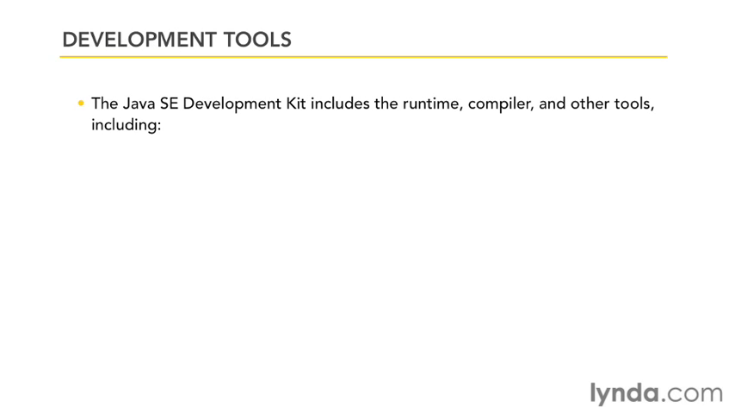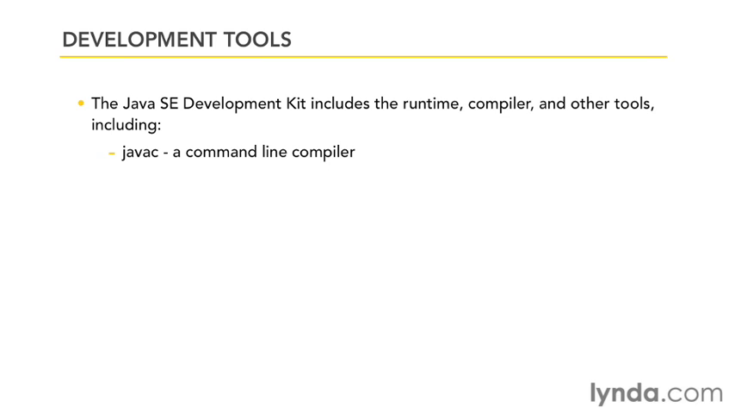When you download and install Java from Oracle, you're installing a number of development tools. The package is called the Java SE Development Kit, or JDK, and it includes the runtime, a compiler, and many other tools. The first tool you'll be using is the compiler. It's an application called Javac, and the name of the application will be the same regardless of whether you're working on Mac, Windows, Linux, or any other operating system.